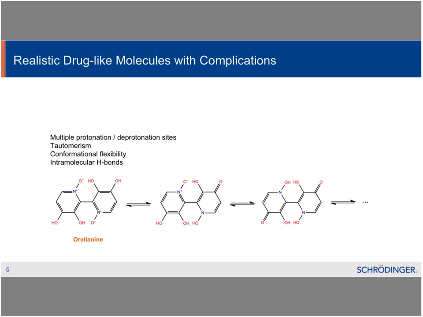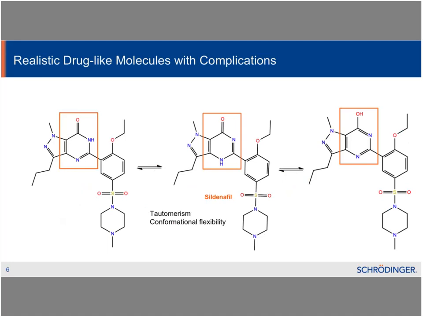There is this poison. It's not a drug, but it's a drug-like molecule. It's a mushroom poison called orellanine. It's a fascinating molecule because it contains a complicated tautomerism. You have a lot of different ways to distribute protons in this molecule in the protonated and deprotonated forms. You also have conformational flexibility, and intramolecular hydrogen bonds, which are hard to describe with some of the solvation models that we are using in pKa prediction.